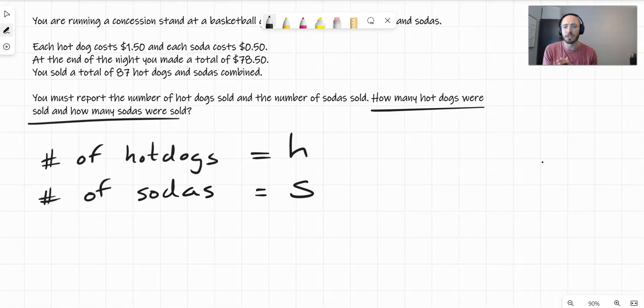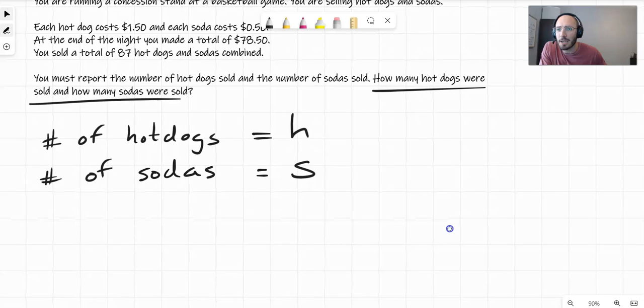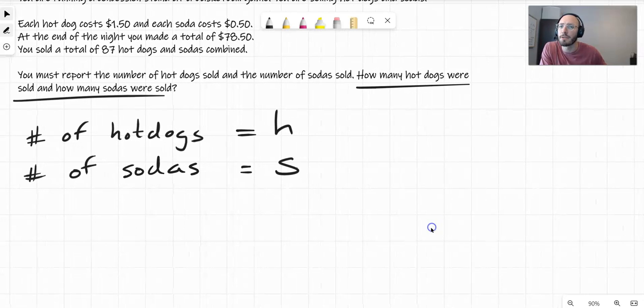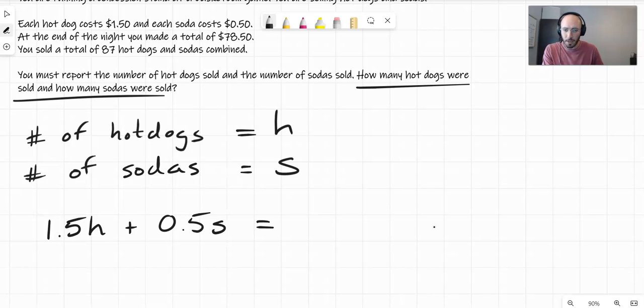Okay, now that we have our variables established, we need to write a couple of equations to solve for these variables. If I know that each hot dog costs $1.50 and each soda costs 50 cents, and at the end of the night we made $78.50, well, I know that I can multiply $1.50 by the number of hot dogs, and I can multiply 50 cents by the number of sodas, and that will get me my total for the night, $78.50. So 1.5h plus 0.5s equals 78.5 is my first equation.